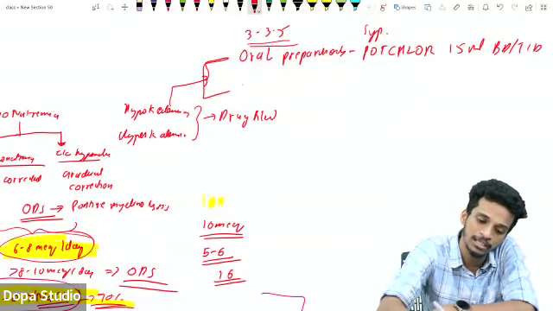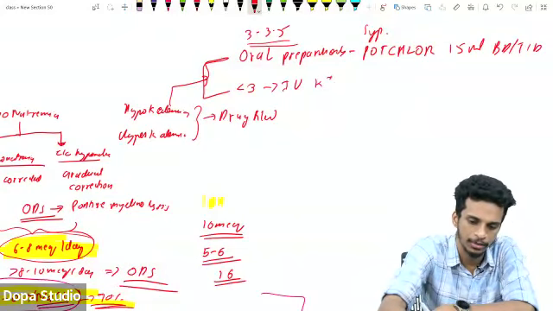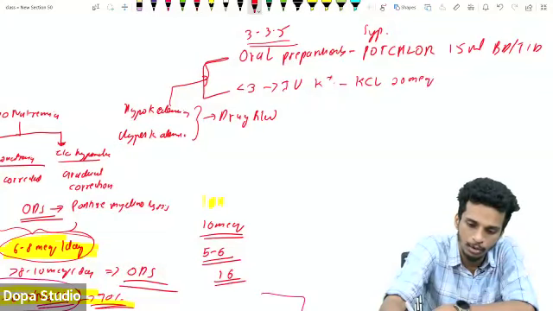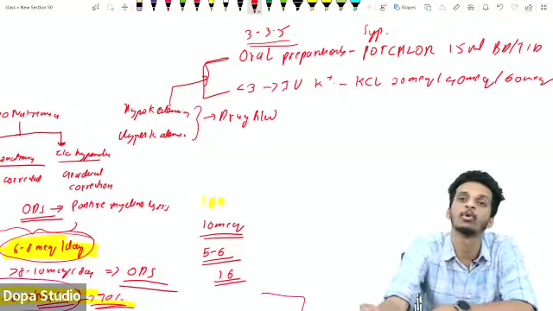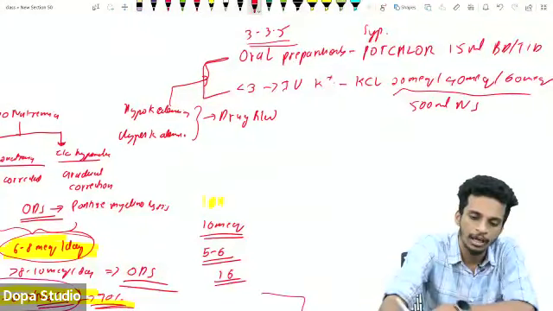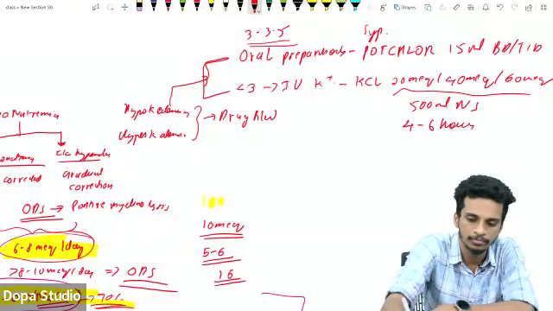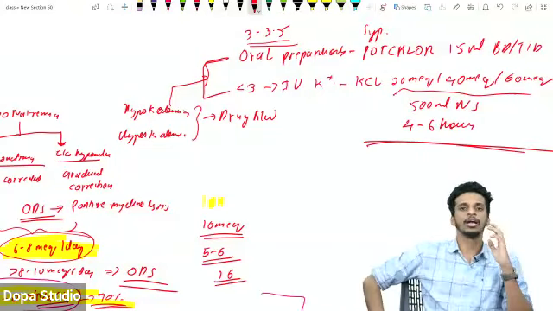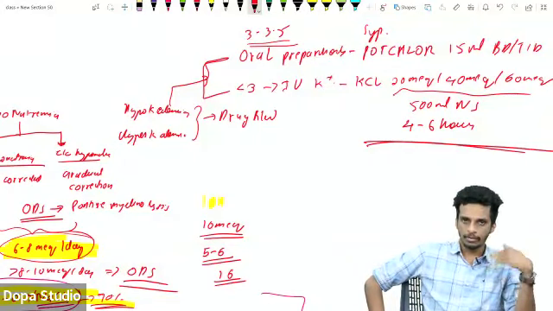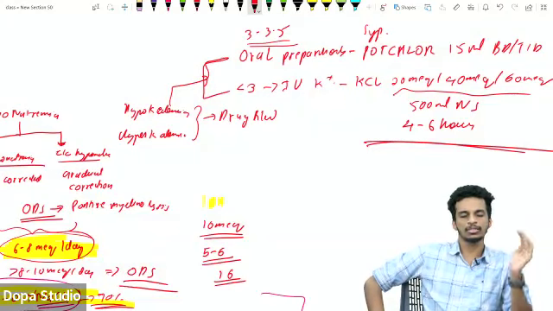And if the potassium is less than 3, we go for IV potassium administration. That is, we give KCl. KCl can be given as either 20 mEq, 40 mEq, 60 mEq, or even more. This we dilute in 500 ml NS and give over 4 to 6 hours. So this is the management of hypokalemia. Actually, I just wanted to discuss the basic lab investigations, but together with that, let's discuss the management also, because this is what you are going to face when you start practicing.